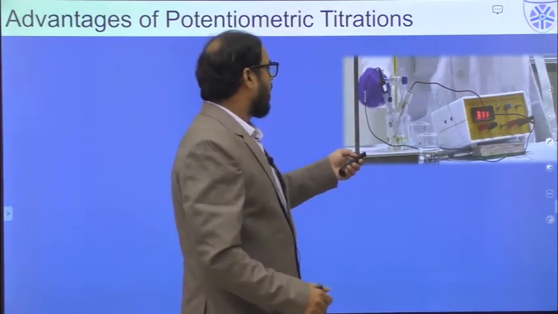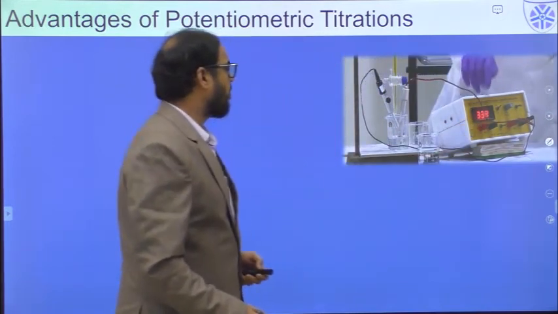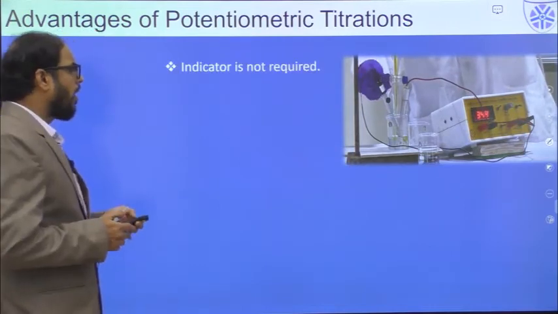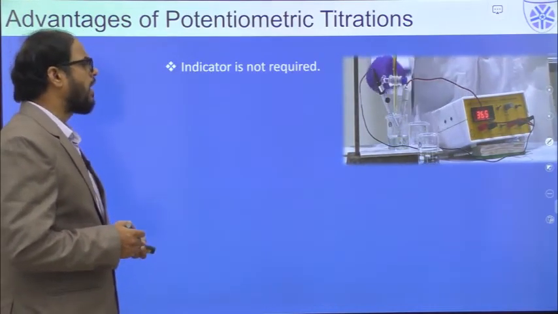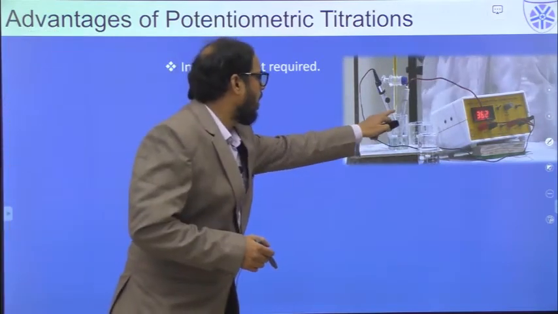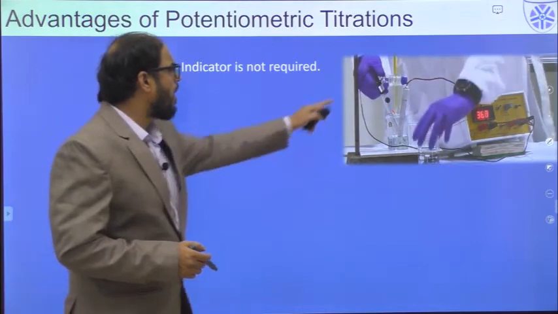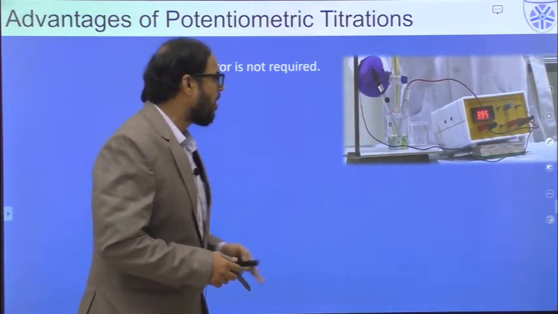You can see here, this potentiometric titration gives a clear cut value. This value can be recorded on a digital potentiometer. And this potentiometric titration doesn't require the use of an indicator. We just have to add the titrant from the burette. When we keep on adding a titrant from the burette, you can see the potential of the resultant solution varies.